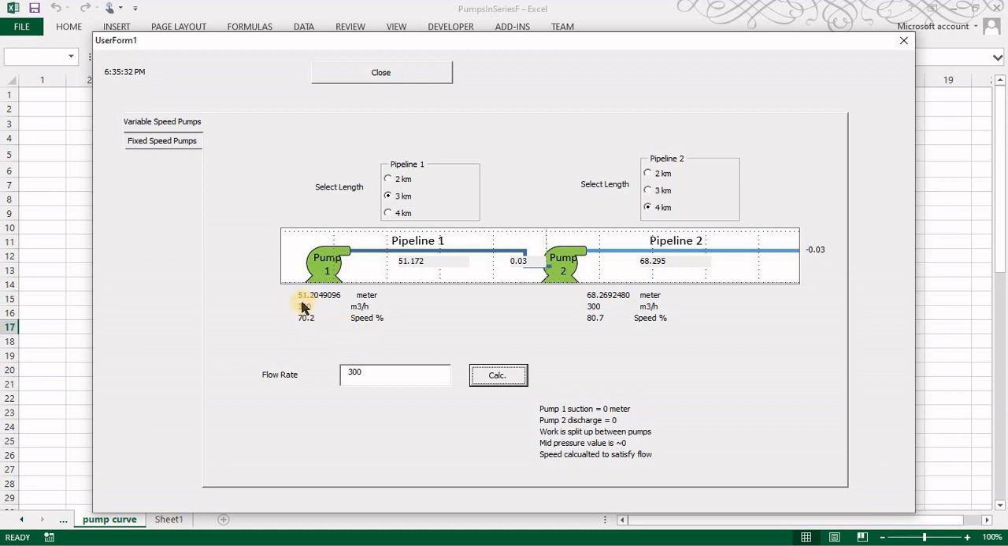Because we need only 51 meters for this one, and for the second one we need 68 meters. That's why we need to run it at 80% speed.